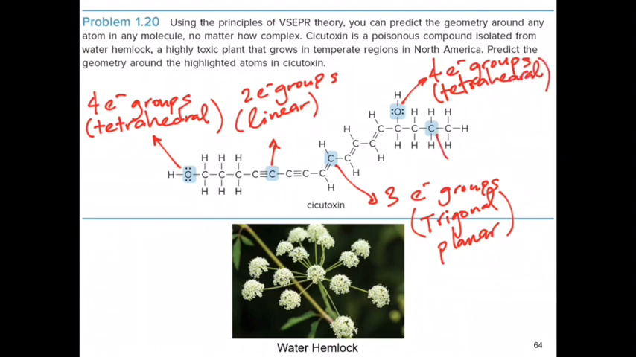And last one here is this carbon right here. It has a total of 4 single bonds and therefore 4 electron groups. This is also going to be tetrahedral.